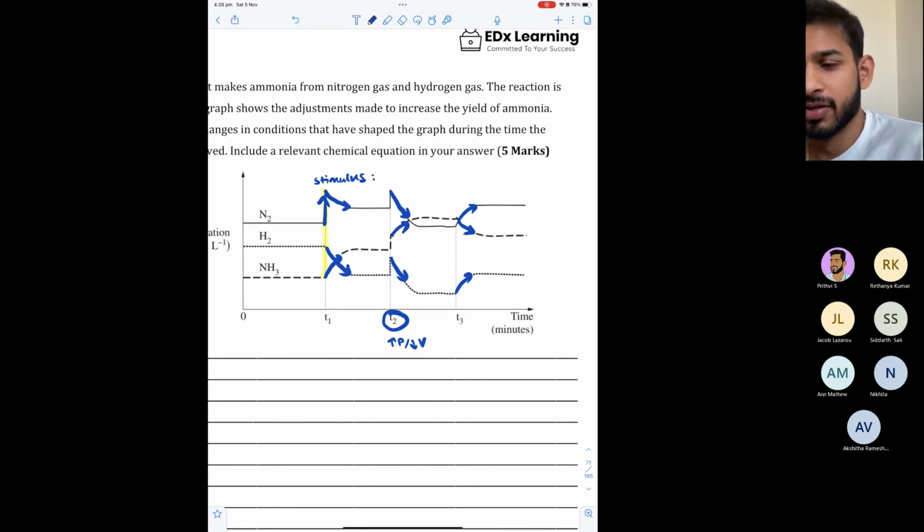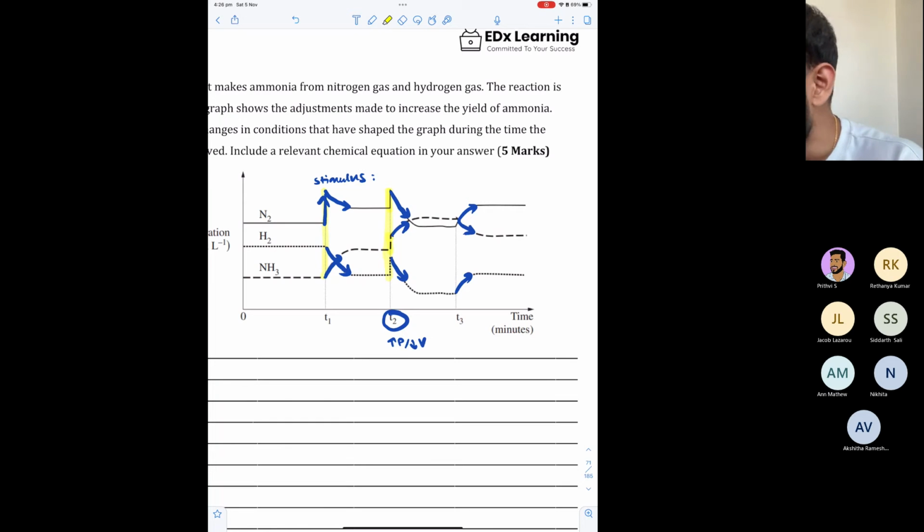Very good. So now you're all starting to learn how to pick up what the disturbance is, which is the first part of this reading concentration time graph game. What was the disturbance? If the concentration of only one substance increases in that initial phase, the disturbance is concentration. If the concentration of all three substances increases in that initial stimulus phase, the disturbance was pressure or volume.